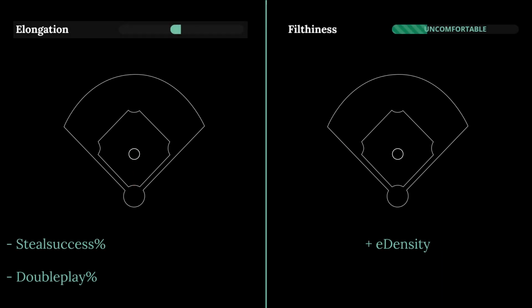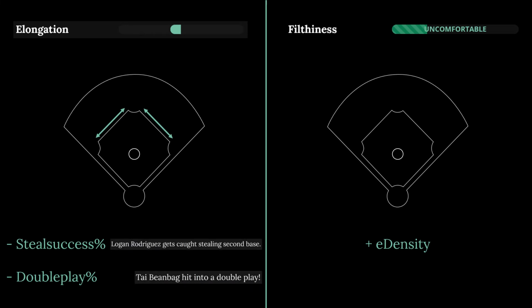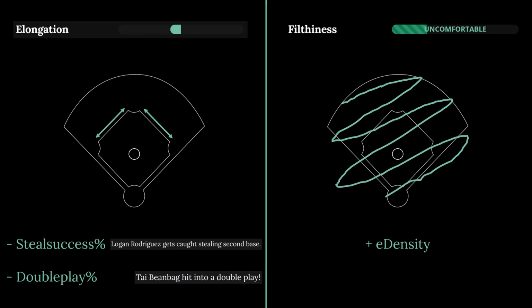Elongation is the distance between the bases. The further apart they are, the harder it is for runners to steal successfully, but it also decreases the opportunities for double plays. The filthiness of the stadium refers to the level of filth. The more filth in the ballpark, the higher a team's E-density.